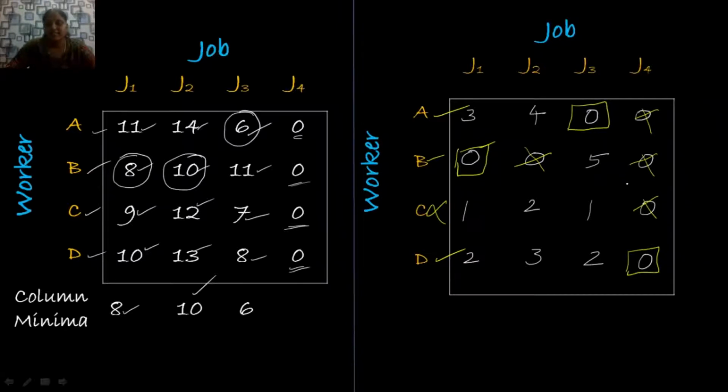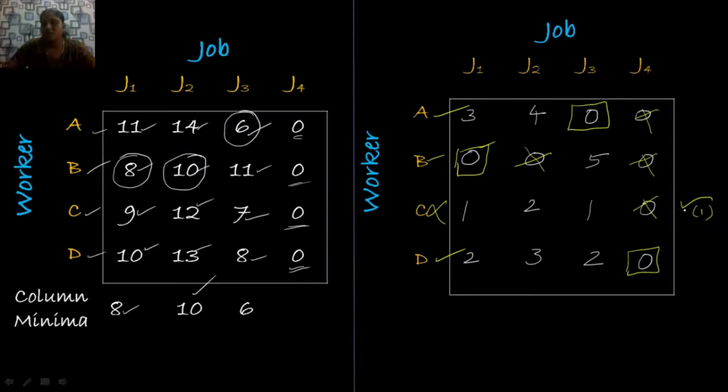As a next step, what we are going to do now is draw a minimum number of lines which covers all the 0 elements. To draw a minimum number of lines, we have to follow a certain procedure. For that, mark the row which doesn't have any assignment. The third row doesn't have any assignment, so you mark this row. This is the first step.